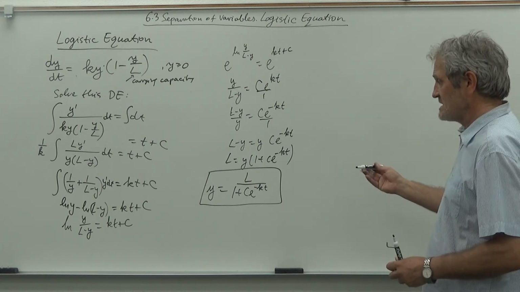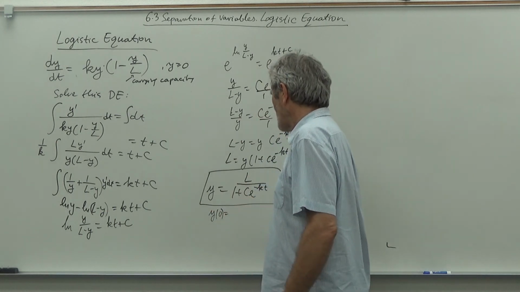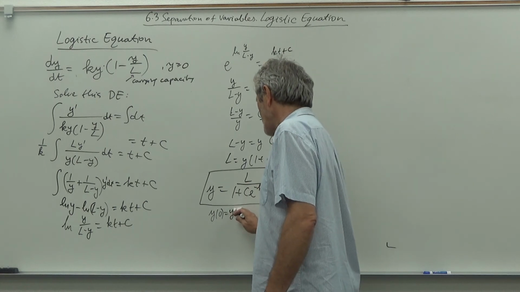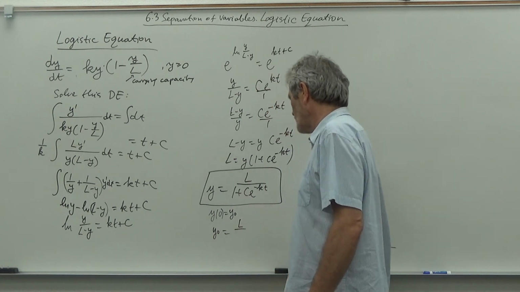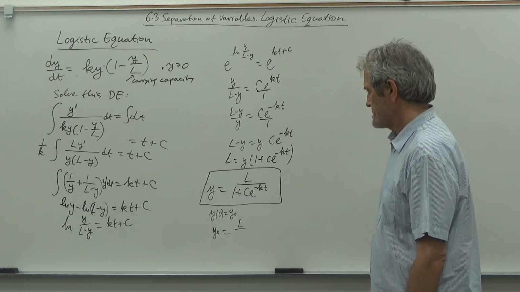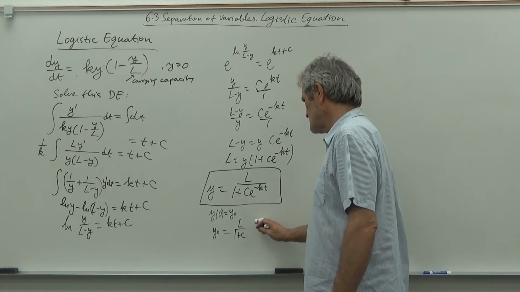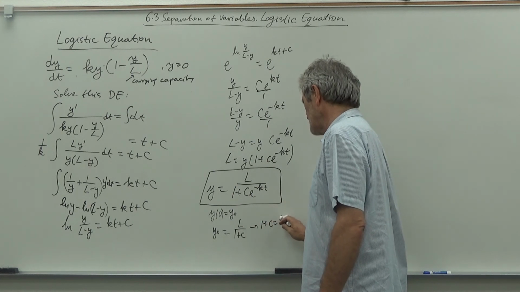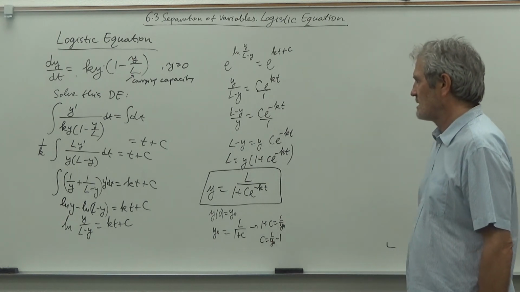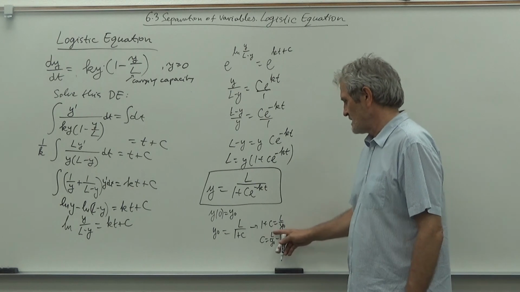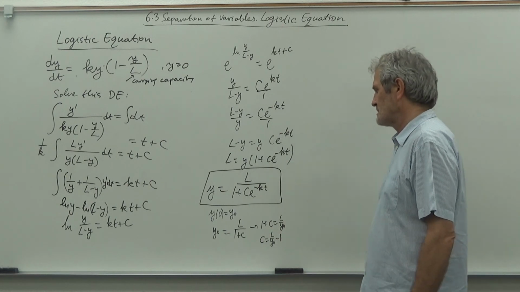Now we can describe what c is, because let's say that the initial population is y0. Then when I plug it in, I get y0 equals L over 1 plus c. So when I solve for c, I get 1 plus c is L over y0. So c is L over y0 minus 1. So generally you see how many times the capacity exceeds your start, that ratio minus 1.